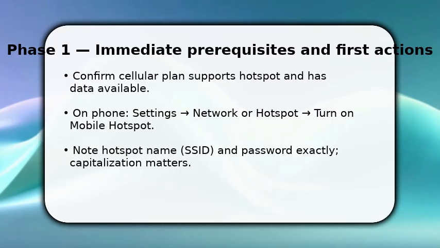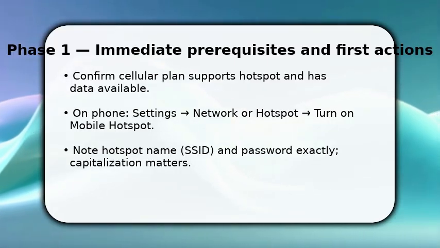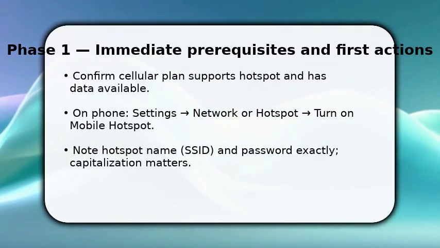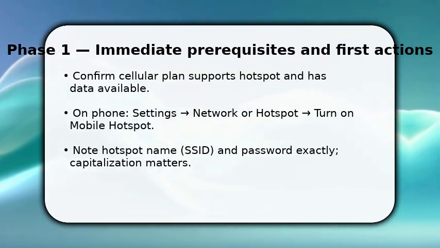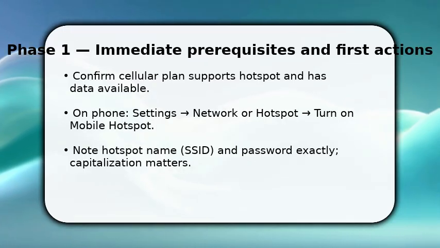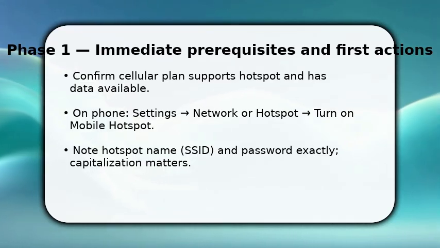You start by enabling the hotspot on your phone so your PC can find it. On your phone, open Settings, then the Hotspot section and flip Mobile Hotspot on. This creates a Wi-Fi network. Make sure your cellular plan allows tethering and you have data left, because Windows will use that connection.